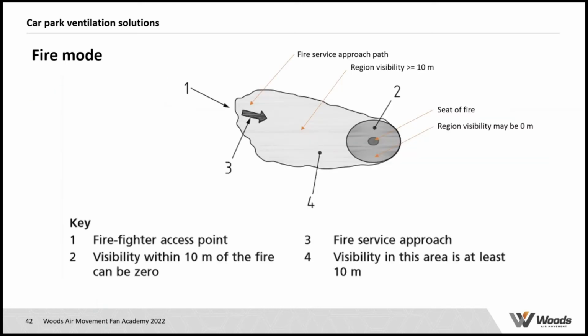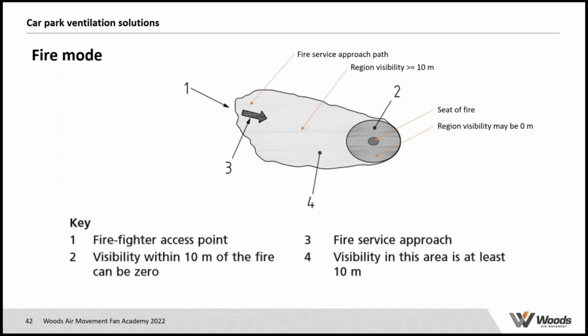So just to go through Section 10, which is an engineered solution, so not based on the 10 air changes, just to show you what the design requirements are, and this is a snippet taken from that code of practice. On the screen on the right hand side, you see the seat of the fire, which is this little gray circle. What the code of practice says is that a region around that seat of the fire, which is 10 meters, is a region in which visibility may be 0. So a lot of smoke and no visibility.